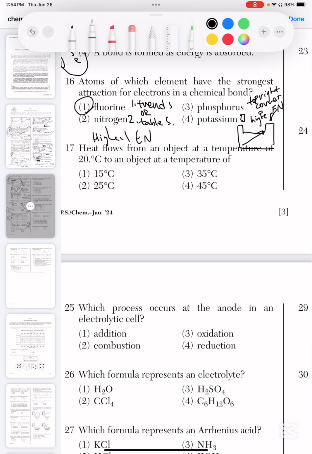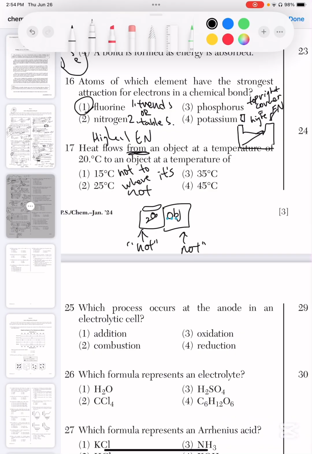Heat flows from an object at room temperature to an object. Okay. Always from where it's hot to where it's not. So this is the hot, this is the not. So from that we just know that the object is less than 20 degrees Celsius. Which choice is less than 20 degrees Celsius? It's 1. So it's 15.